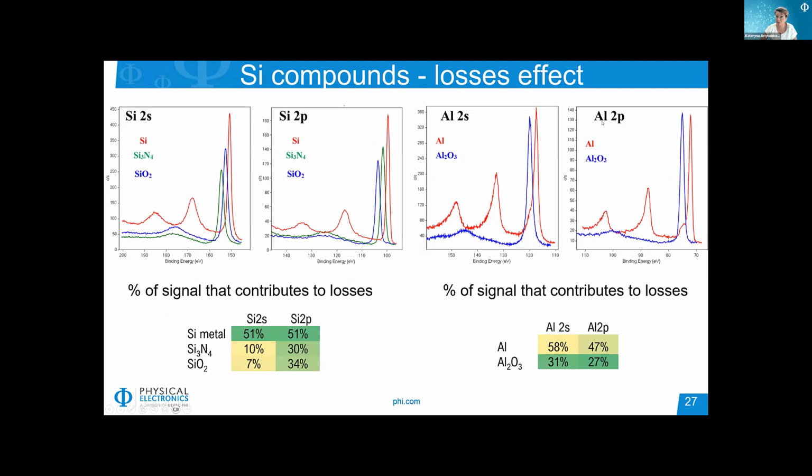And aluminum 2s and aluminum 2p for metal and oxide. You can see immediately that for metal almost half of the signal is being lost due to shake-up and other phenomena that happen when an electron is traveling through the material. For compounds, it's much smaller. It's on the order of 30%. So this is something that you need to be aware of when you are doing quantification, the way that you define your regions for quantification.